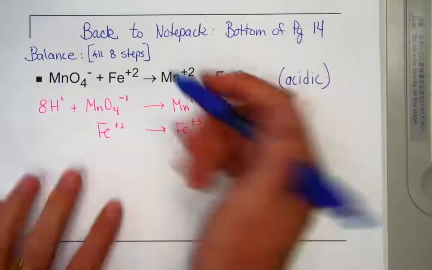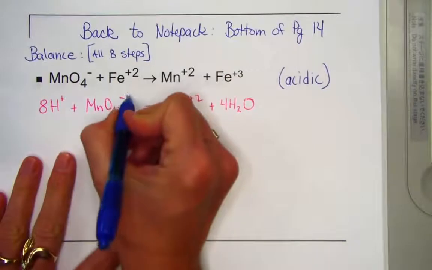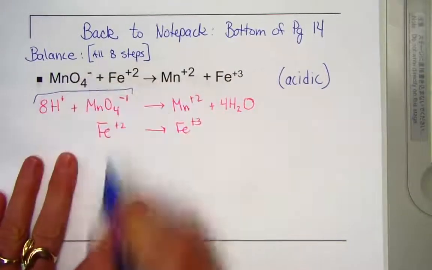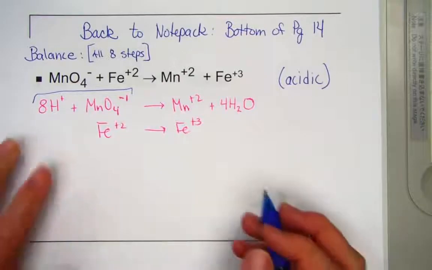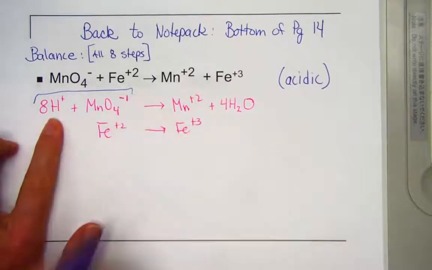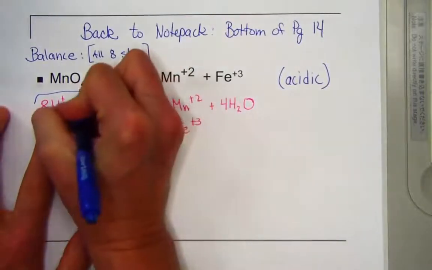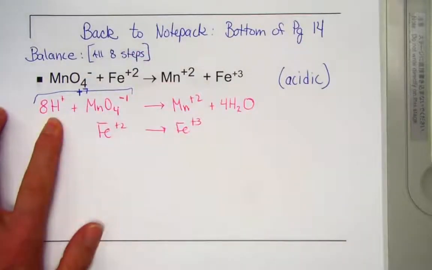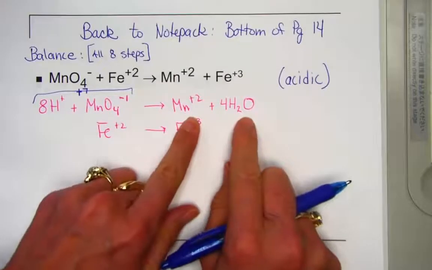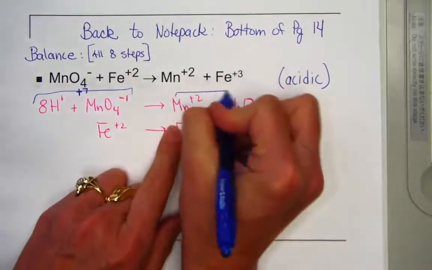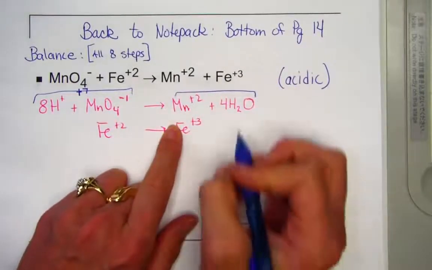sides. Troy, when I look at the first half reaction, on the left side only, what is the net charge so far? With 8 positives and 1 negative? Yeah, good work. +7. Good. Emily, let's look at the right-hand side of that first half reaction. What is the net charge so far? +2. Perfect.